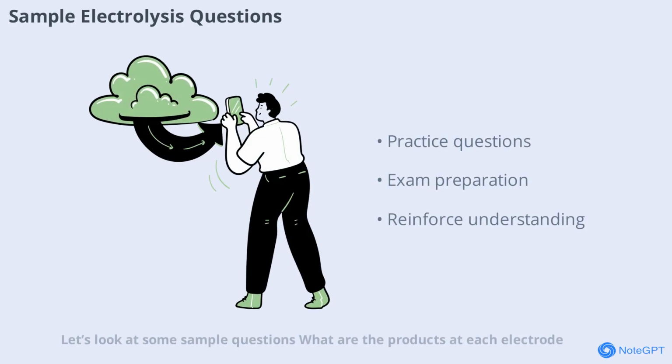Let's look at some sample questions. What are the products at each electrode during the electrolysis of molten lead bromide? How does increasing the concentration of an electrolyte affect the process? Practicing such questions helps reinforce your understanding and prepares you for the types of problems you'll encounter in exams.